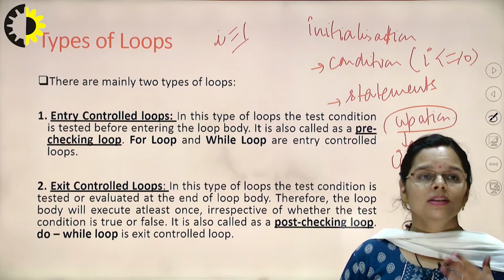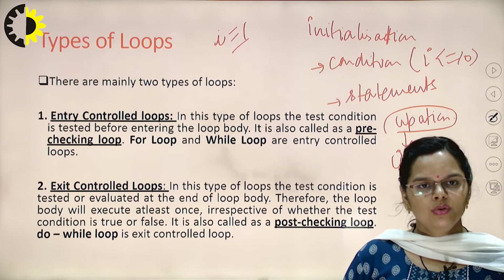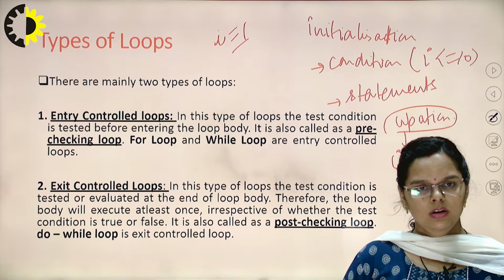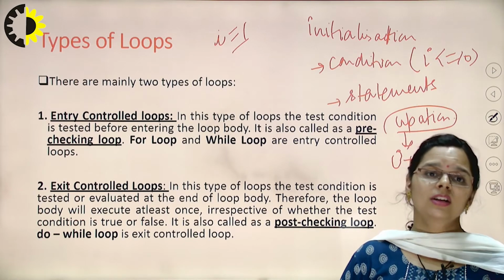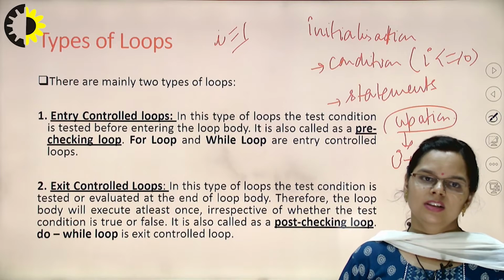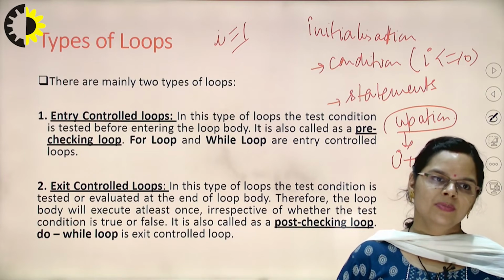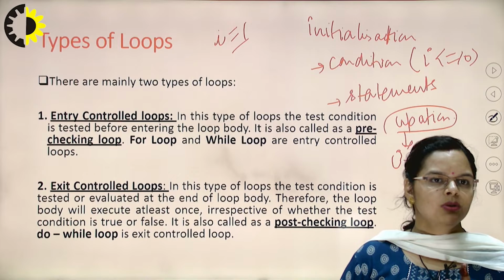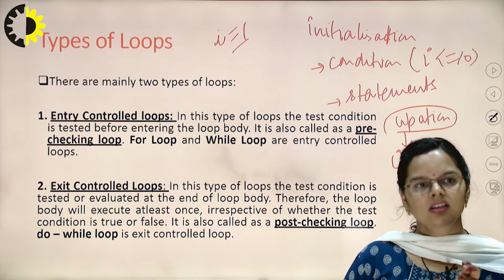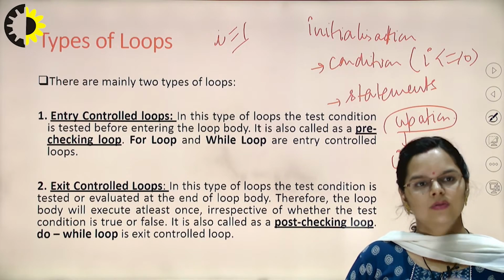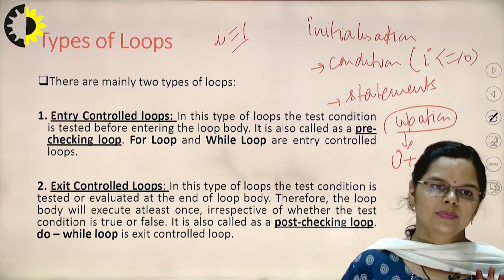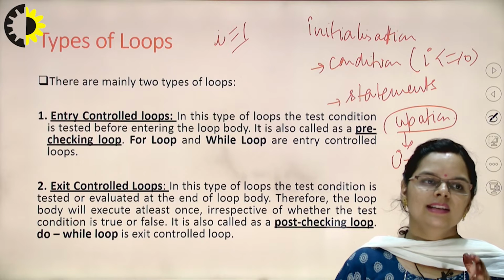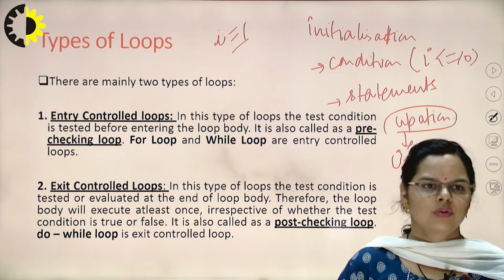But what comes under the exit control loop? In an exit control loop, first of all the statements would be executed. In the very first step, the statements would be executed, and then the condition would be checked, and after that the entire process would continue. So we can say in exit control loops, the test condition is tested or evaluated at the end of the loop body, and therefore the loop body will execute at least once, irrespective of whether the test condition is true or false. It hardly matters.